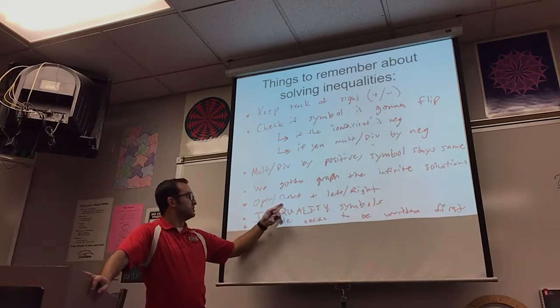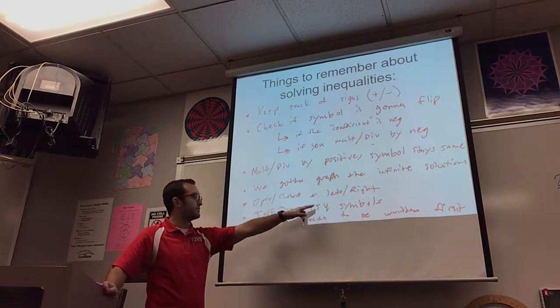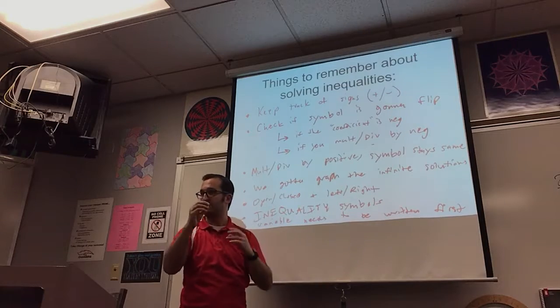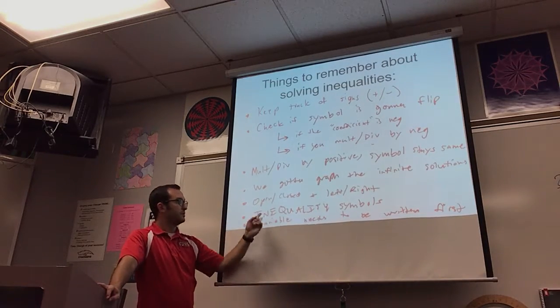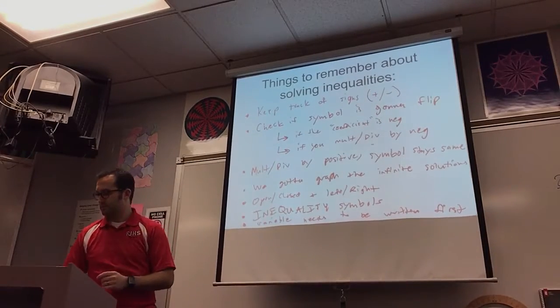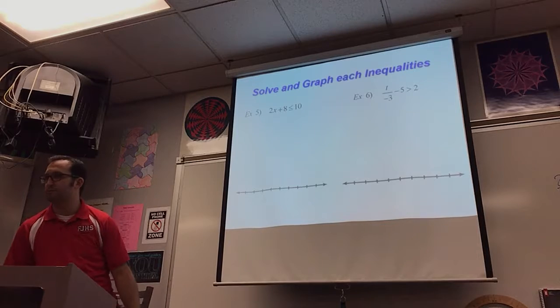Open or closed, left and right when we graph. So which direction is it going to go? Left and right is when the symbol is pointing left or the symbol is pointing right, but only if the variable is coming first. Don't forget inequality symbols. So let's do some of these problems now that we're thinking about what we need to keep track of.